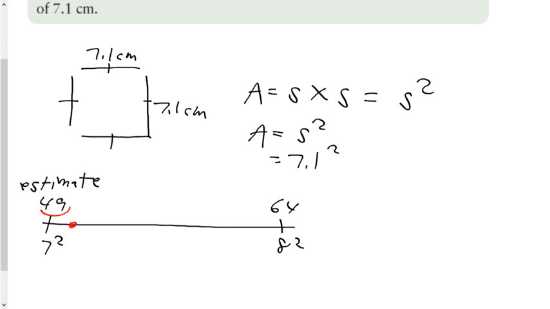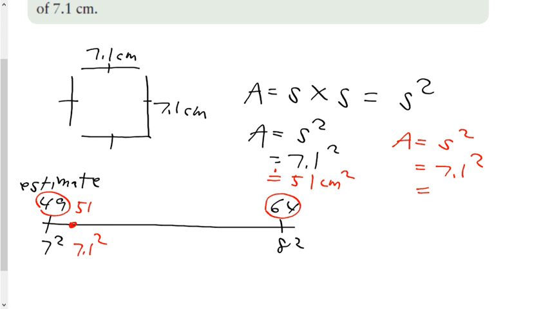So since now we have our number line kind of created, we could ignore the squares and just focus on these numbers here. What number do you suspect that red dot would be? Would you say 50 or 51? Okay, so if I say that's 51, then 7.1 squared is roughly 51, according to my number line. So my estimation is approximately 51 centimeters squared. That's my estimation.